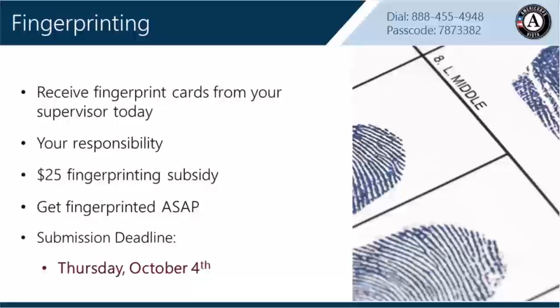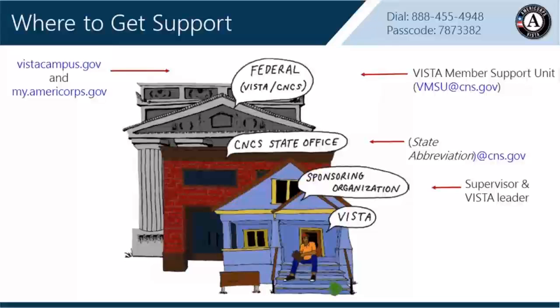And speaking of the CNCS state office, we want to show you a graphic reminder of the list of resources on the Starting VISTA page in the coursework that you took earlier. On the campus, you can search the word support to find it. Of course, you can manage your own support by taking time to navigate vistacampus.gov and my.americorps.gov so that you are familiar with them and know where to go.